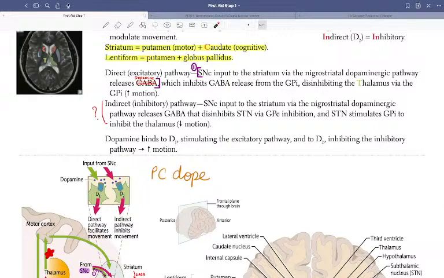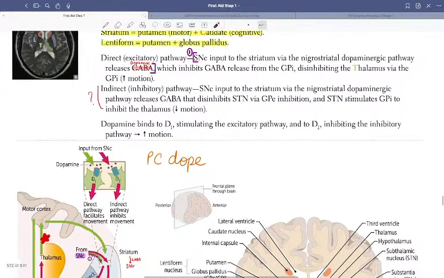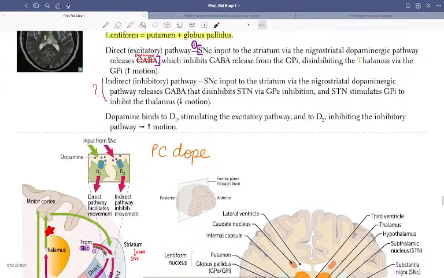Striatum: putamen, caudate, SPC. And lentiform: putamen, globus pallidus, LPG. LPG cylinder. You can just burst it in the brain, basically. That's obviously brutal, but yeah.